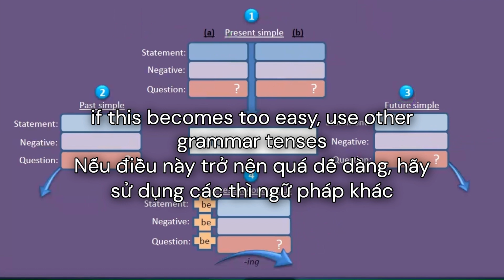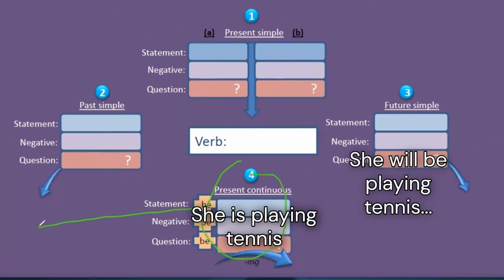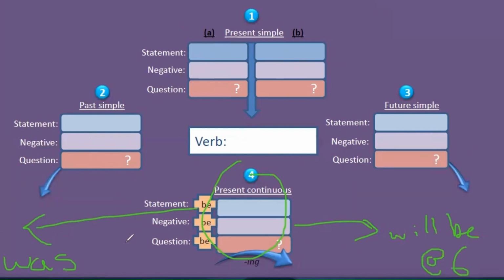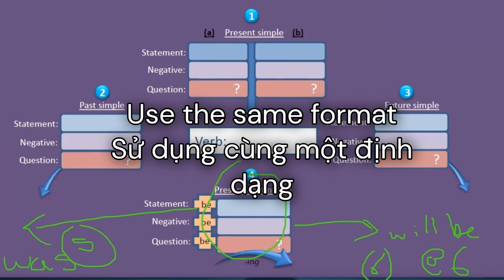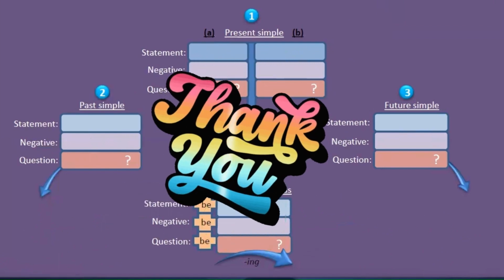Now, if you get very good at doing this, I suggest that you try to use other grammar tenses. For example, if you can do this one, you can do it in the past. So I was playing tennis yesterday. I will be playing tennis tomorrow at 6 o'clock, for example. So if you can do 4 grammar tenses, you can do 5 or 6 grammar tenses. You can use the same format. Okay, and that is a very easy way to drill yourself and to learn your grammar.